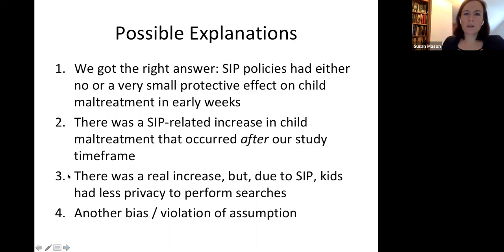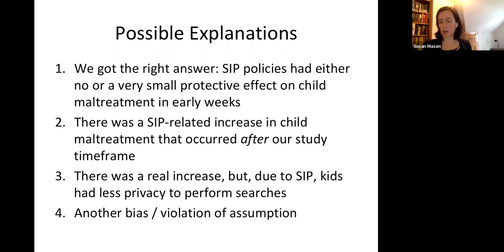All right, so what are some possible explanations for these findings? Well, first, it's possible that we got the right answer, that SIP policies had either no or a very small protective effect on child maltreatment in early weeks. It's also possible that there's a SIP-related increase in child maltreatment that occurred after our study timeframe. Our study ended in August, and at that point there were still quite a lot of safety net measures in place, like the Paycheck Protection Program, the more generous unemployment checks, et cetera. What we don't know is what has happened once those safety nets started to go away and fray. It's possible that there was a real increase, but due to SIP, kids had less privacy to perform those searches. All we can say is about search terms, and actually about search terms relative to total volume. And it's also possible there was another bias or a violation of assumption.